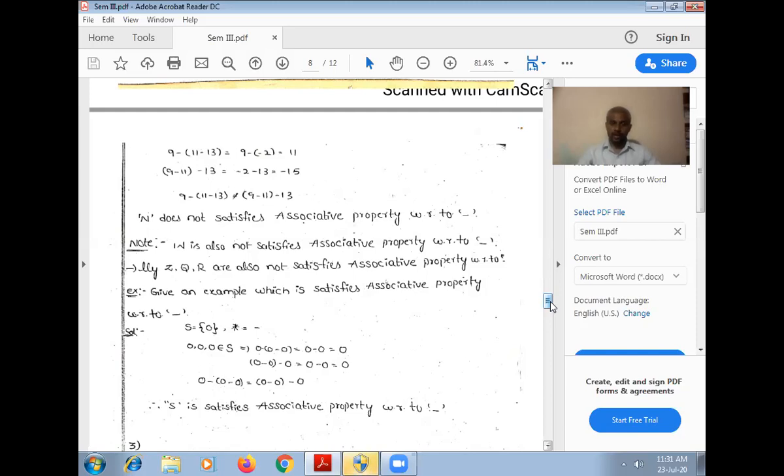Now I am giving an example for the associative property with respect to minus.